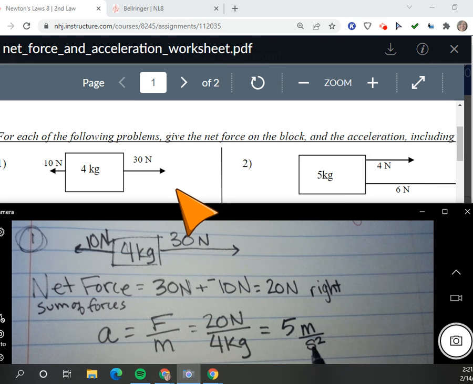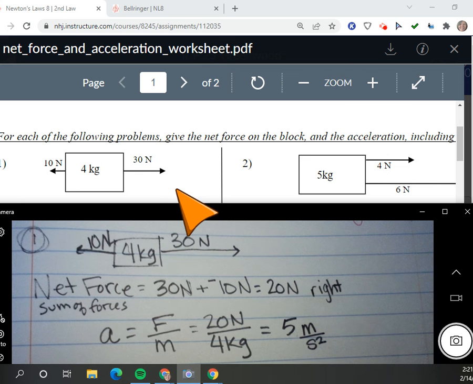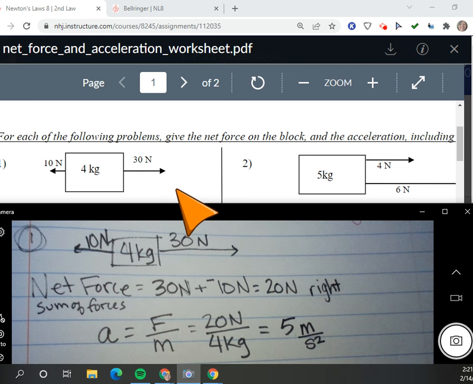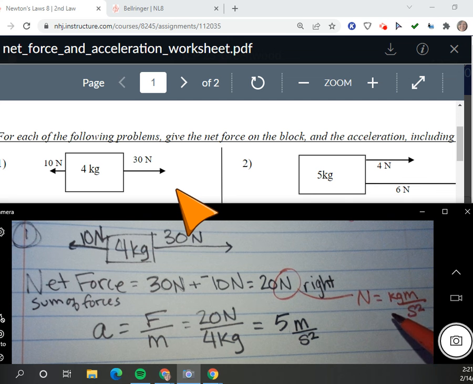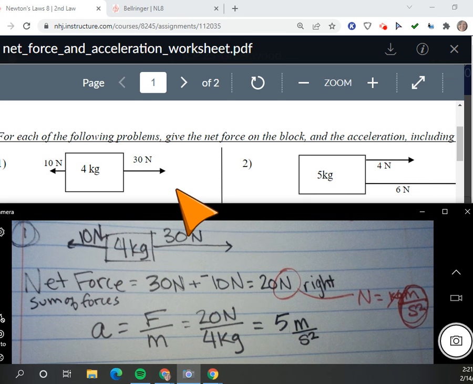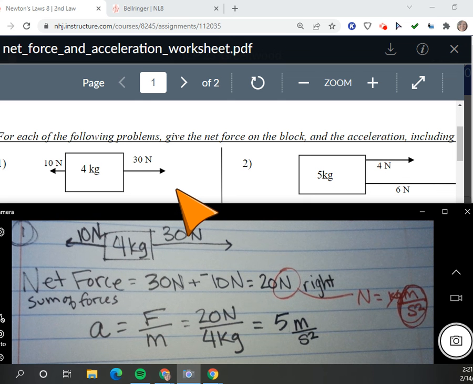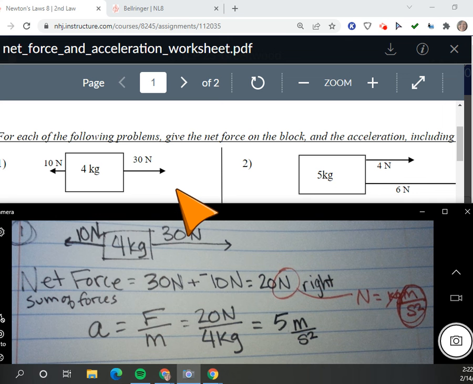Now, you might say, well, where did meters per second come from? Let's kind of go back and think about newtons for a second. A newton is kilograms times meters per second squared. So when I divide by kilograms, I'm canceling out the kilogram in the newton, and I'm left with my unit of acceleration. So that's important to kind of keep in your head for the right units. Give me a thumbs up if that makes sense to you. Okay, all right, let's do number 2.